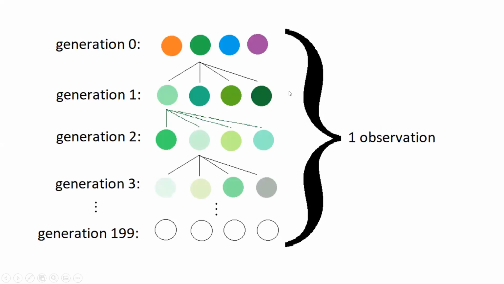So as you can see here, with this one, this appears to be selecting for light pigment, and as you can see, there are 4 little dots here in each generation. The population is 4, and this whole 199 generations is an observation in my experiment.